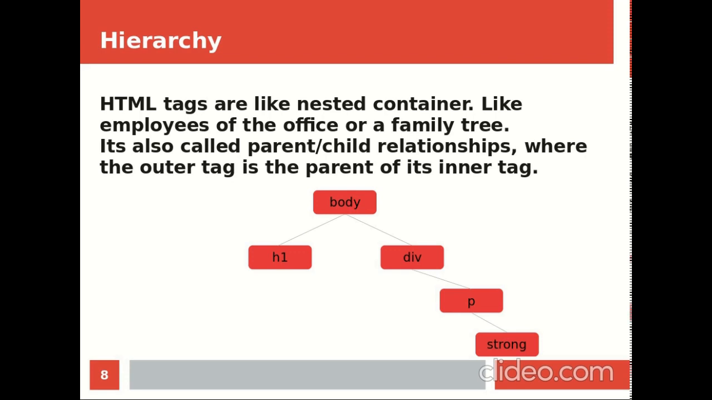Now we have the strong tag. What is strong? I know you have already understood. So strong is the child of P, it is the grandchild of div, and it is the great grandchild of body. And similarly, body is the great grandparent of strong.